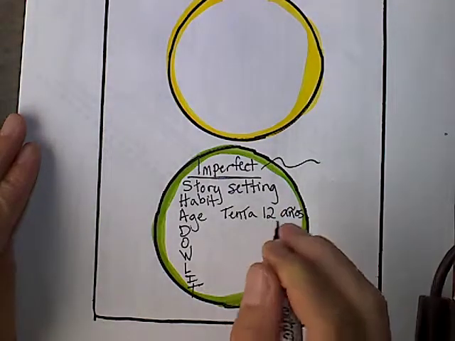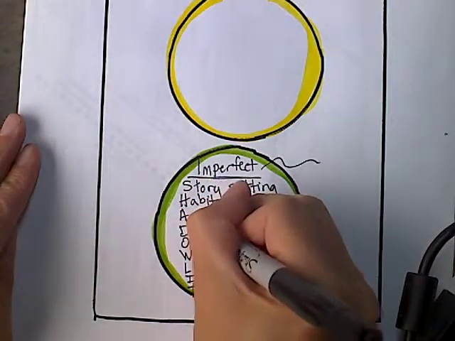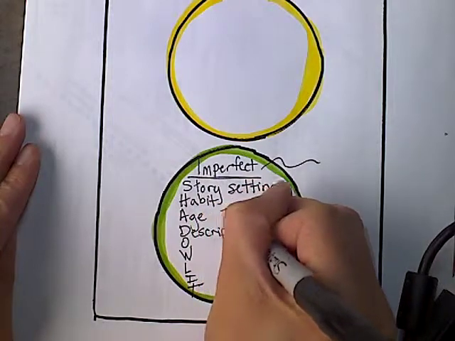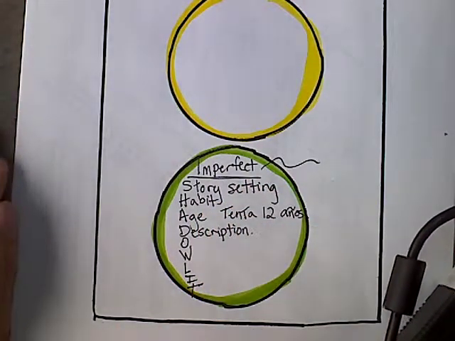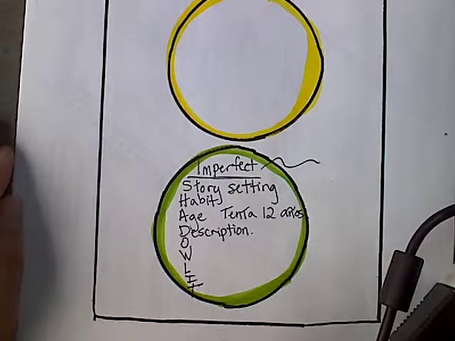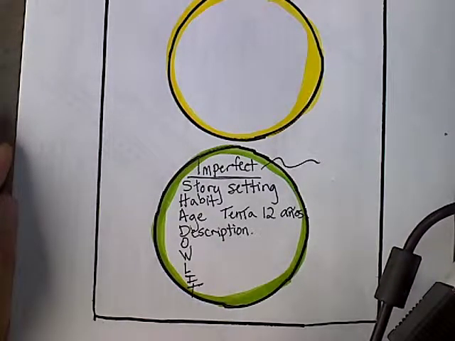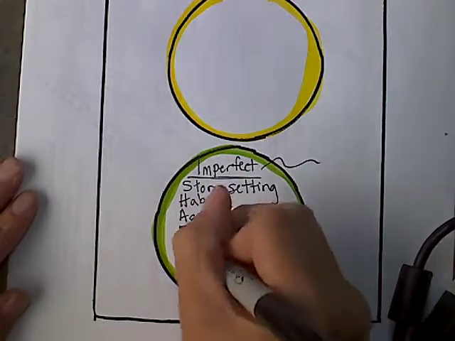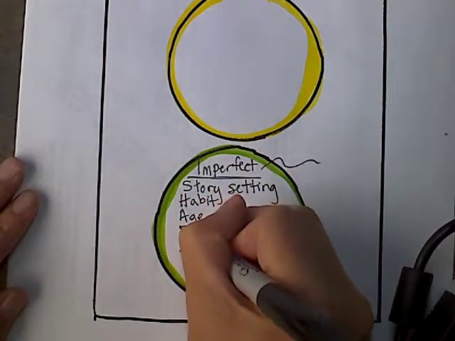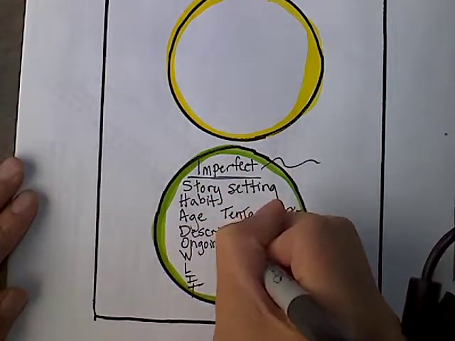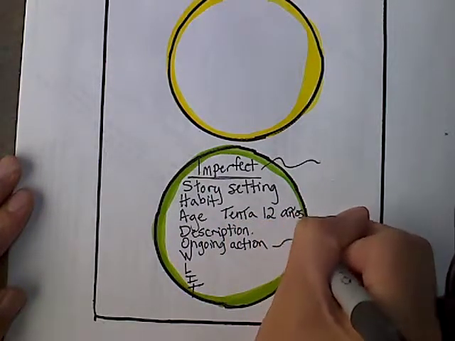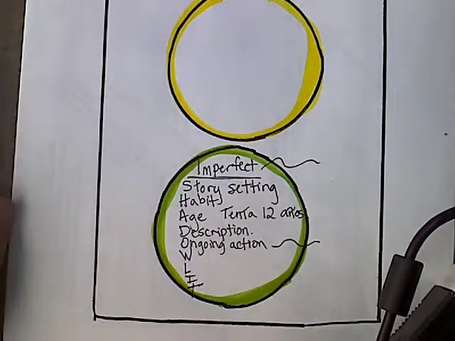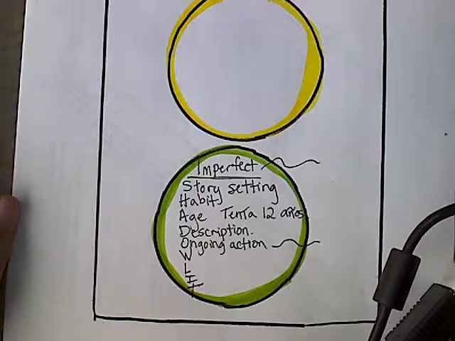The D stands for description. Whenever you are describing someone or something in the past, it was tall, she was interesting. They were blocks. I don't know. You're describing something in the past. The O stands for ongoing action. We don't know exactly, it's not specified. Something was happening in the past. And it continued to happen in the past. It's kind of streaming through time.